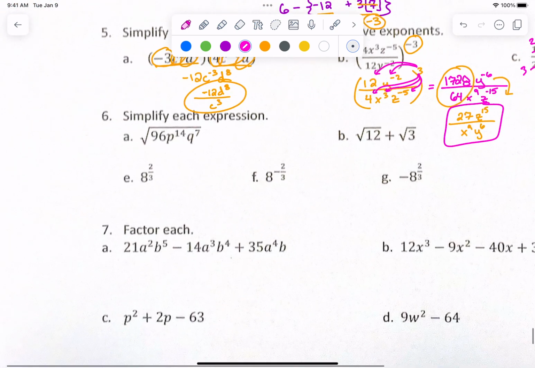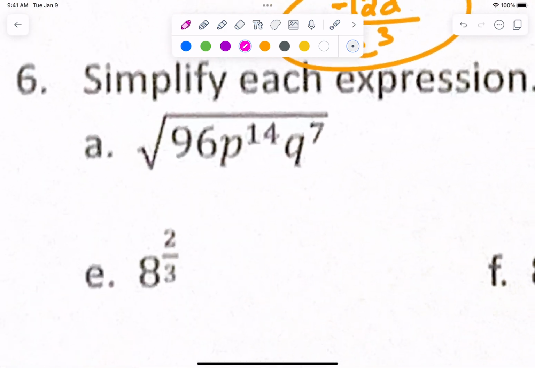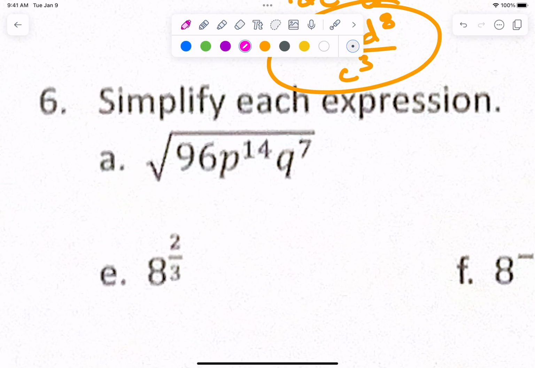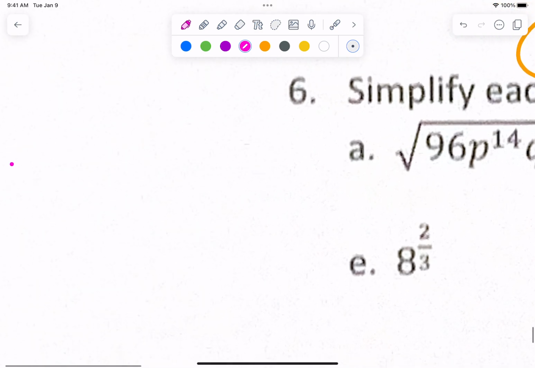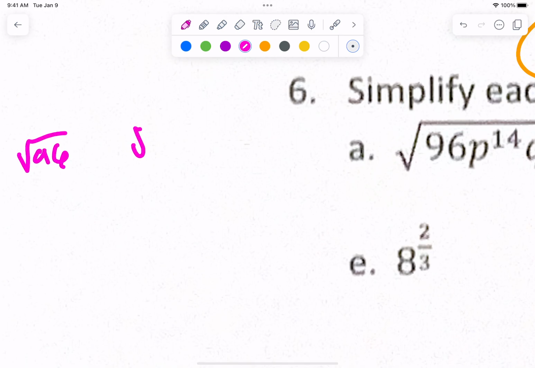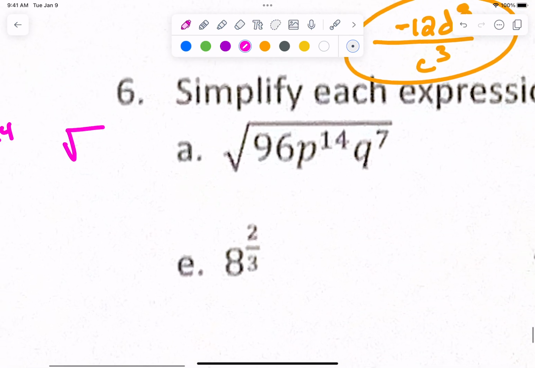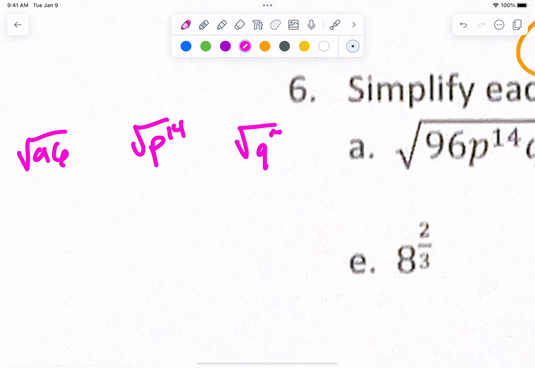Okay. All right. We got some square root things here. A. I'm gonna do them off to the side over here. What am I trying to do? Square root of 96, the square root of p to the 14th, and the square root of q to the 7th power. Okay. Can you take the square root of 96 right now? Does it come out nicely? No. Let's break it down.